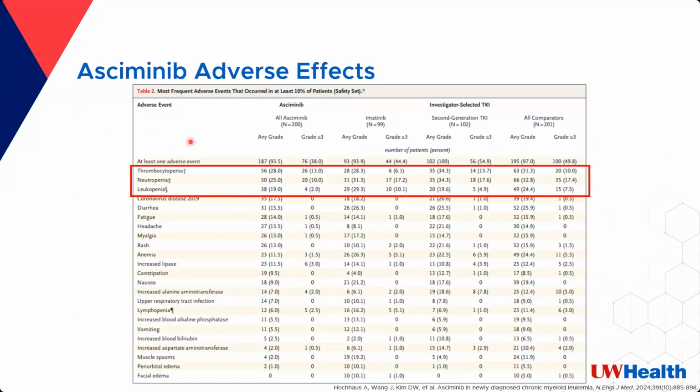And those side effect profiles from that trial are shown here. I think the side effects worth mentioning with asciminib would be the hematologic side effects, so thrombocytopenia, neutropenia, and leukopenia. I think it's important to keep in mind that the side effects can be dose dependent. So if someone's receiving that 200 milligram twice a day dose, you may see some of the other side effects with this drug, such as myalgias, fatigue, and diarrhea.